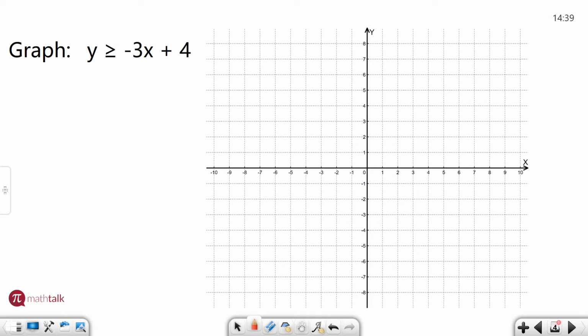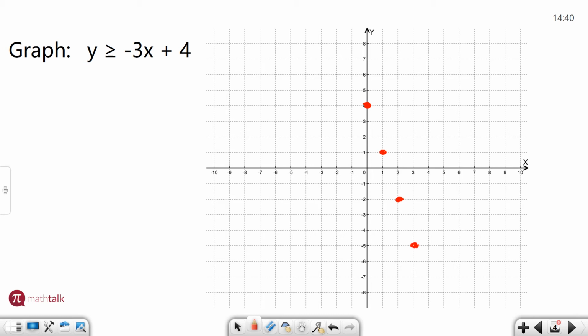This time I have an inequality. It says y is greater than or equal to -3x plus 4. So again, we're going to approach it as if it's a y equals mx plus b, where my b, or my y-intercept, is +4. So I'm going to go up 1, 2, 3, 4. And then my slope is -3. So that means I'm going to go down 3, 1, 2, 3, and over 1 here. Down 3, over 1, down 3, over 1.